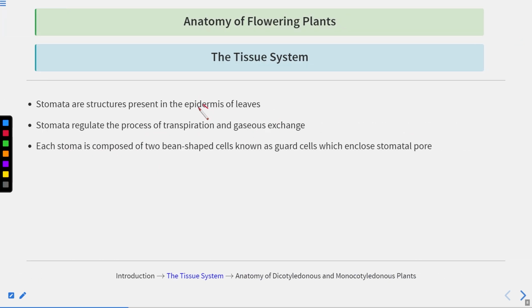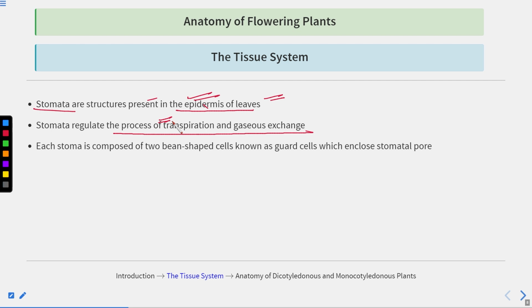Stomata are the structures present in the epidermis of the leaves. And the stomata regulate the process of transpiration and exchange of gases. Whatever excess water there is in the plant gets evaporated from the surface of the leaf when the stomata open for gaseous exchange, and that is called transpiration.